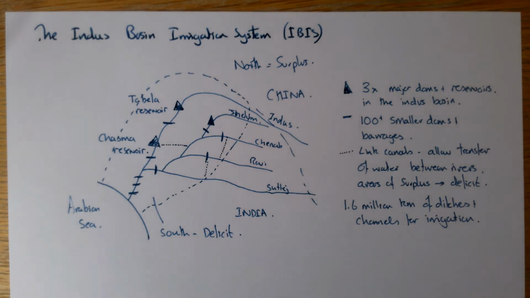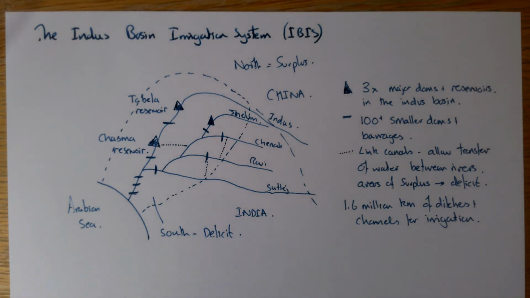Give me an example of where a link canal has been used to transfer water within the Indus Basin Irrigation System. Lovely. You could have said water is transferred from the Chasma Reservoir to the Chenab River, or water is transferred from the Chenab River south to the Ravi River, or water is transferred from the Ravi to the Sutlej.